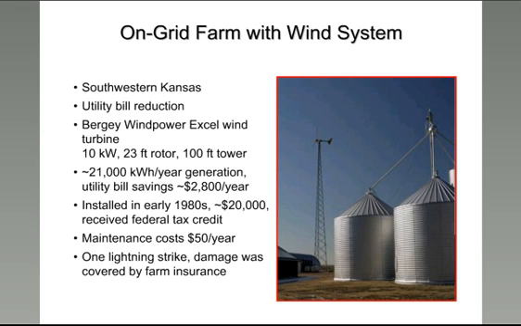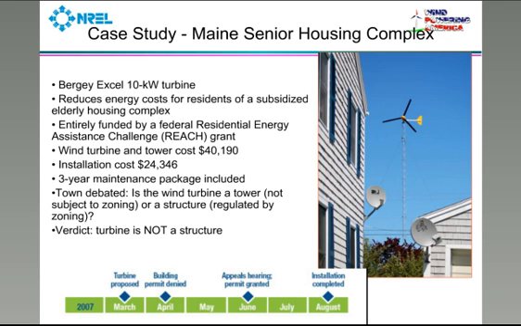Next one is an on-grid farm with a wind turbine. This is the same wind turbine as before, 10 kilowatts. It produces about 21,000 kilowatt hours a year, so this is in a pretty windy spot. The farmer received some pretty good tax credits when this was installed in the early 1980s. Maintenance has been pretty light, and the one instance of damage by lightning was covered by insurance. So this is a wind success story.